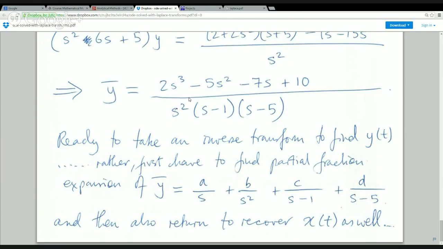We've got y bar is a over s, b over s squared plus c over s minus 5. So we've got these three unknown coefficients. We put it back over s squared, s minus 5. And you're going to be looking at a times s minus 5 plus b times s minus 5. Distinguish your 5s and s's here. And lastly, c times s squared. So that's a quadratic on the top.